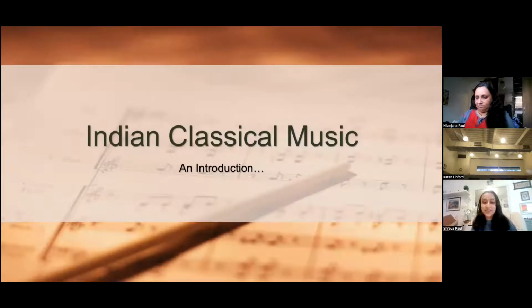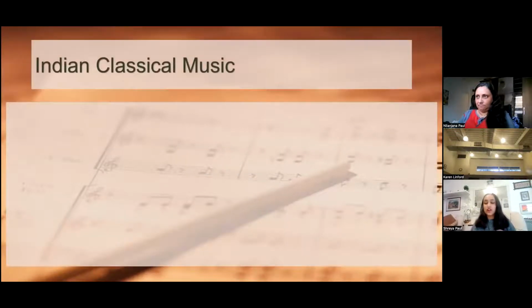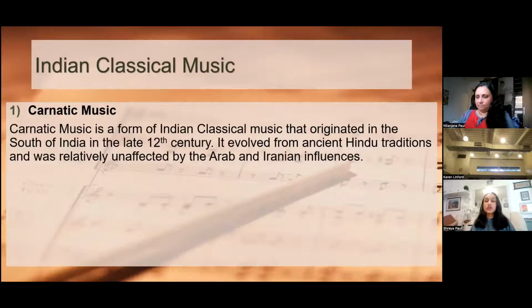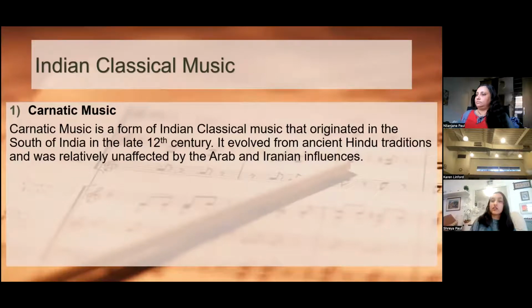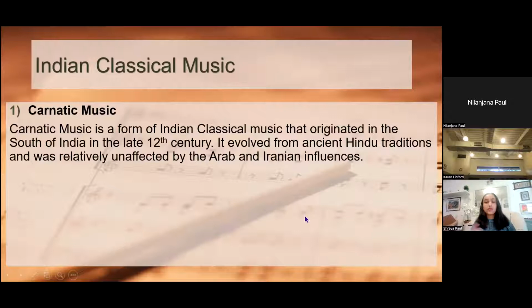Okay, so an introduction to Indian classical music. First we're going to start off with the two areas of Indian classical music. Indian classical music is split up into two main sectors. So we have Carnatic music. Carnatic music is a form of Indian classical music that originated in the south of India, in places like Tamil Nadu, Karnataka, etc. So, southern India. And it was developed in the late 12th century.